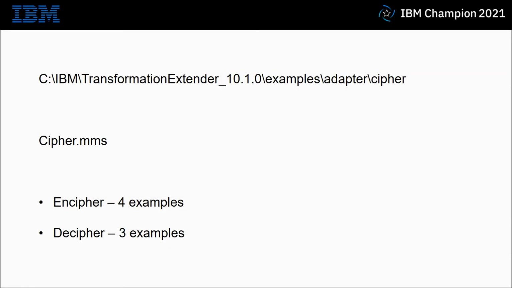With a default ITX 10.1 installation, this example can be found in the directory shown on screen. The map source file is called cipher.mms. Within there are 7 examples, 4 for enciphering and 3 for deciphering.